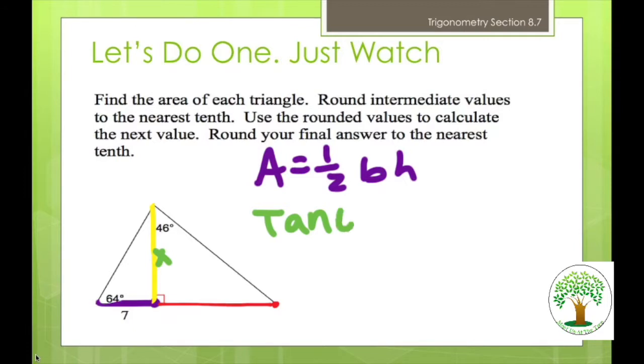Tangent 64 equals X over 7. Okay? Yeah. With me so far? Yes. We're going to round it to one decimal. So can you guys help find X?